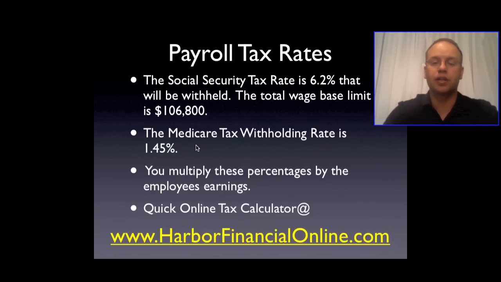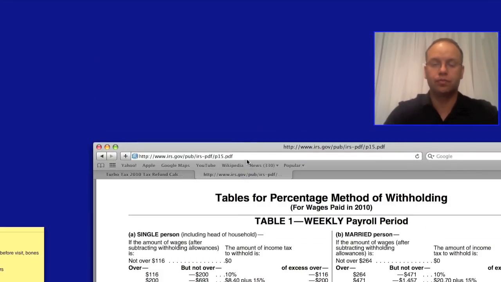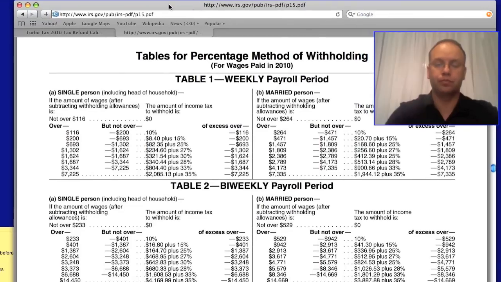The Medicare tax withholding rate is 1.45%, and there's no base limit on this amount. You'll multiply both of these percentages by the total employee earnings. So what I want to take you to now is I'm going to show you these rates. Let me bring up the form.